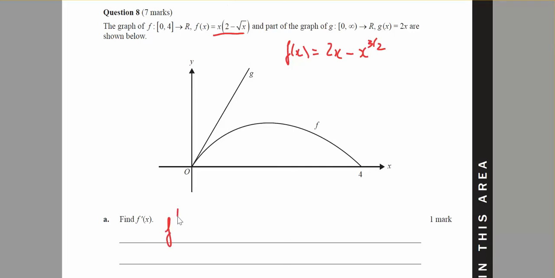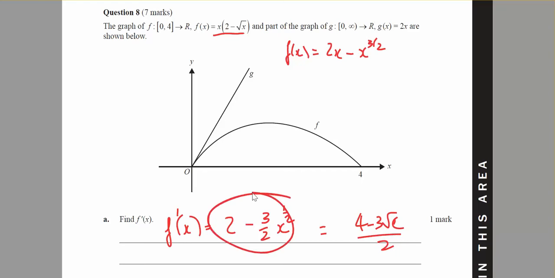Find the derivative. Since I don't have a calculator, it's going to be the derivative of that, which is 2, minus 3 on 2 comes down, x to the negative, so 1 on 2, and I could write that as 4 minus 3 root x on 2, or I could leave it like that. Either of them is acceptable.